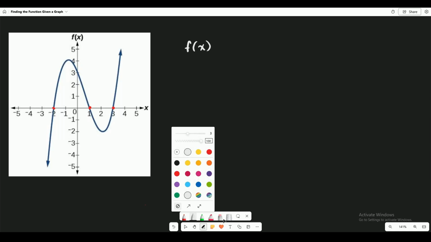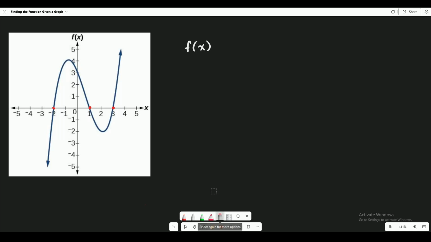hold on, let me reduce the thickness of the pen. I'm going to say that f of x is going to equal some number a times the first one we have, right? We have x is equal to -2, which means that the factor is going to be x plus 2.